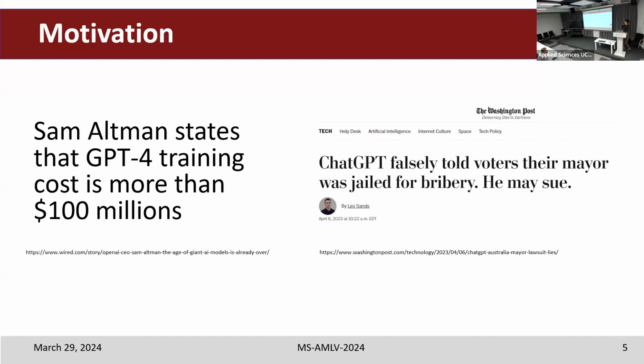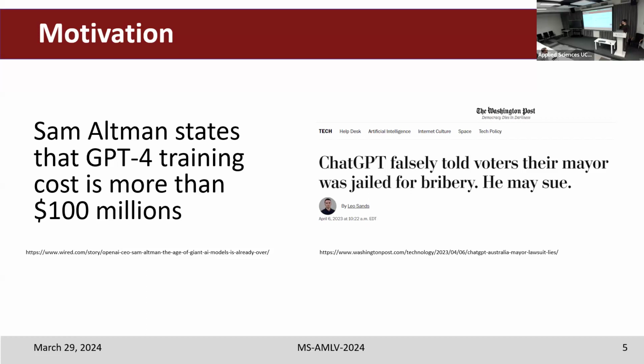Recently, Sam Altman stated that GPT-4 training cost is more than $100 million. This is a pretty big amount of money, and if the technology evolves in this extensive manner, the cost will definitely rise. Another interesting story is from Australia. There, ChatGPT falsely told voters that their mayor was jailed for bribery. That didn't help the elections, though.